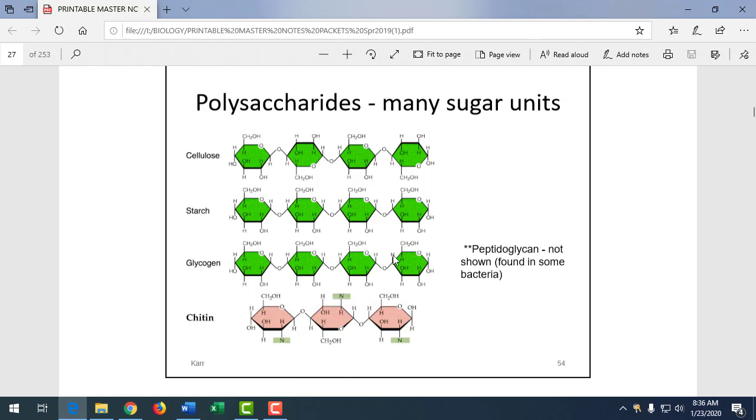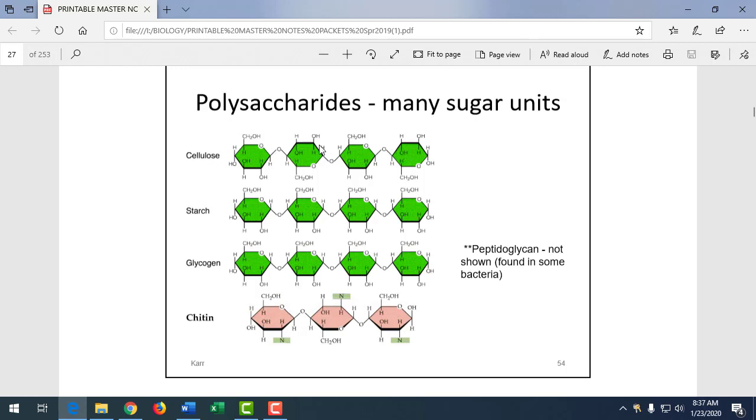Look at the bond. Look at the difference between starch and cellulose. So starch is bread, noodles, rice, potatoes. Those are all made of starch. And just because that bond goes this way versus this way, our enzymes can break this down. We have an enzyme called amylase that can break this starch down and release those sugar units, which can be absorbed by our cells for energy.